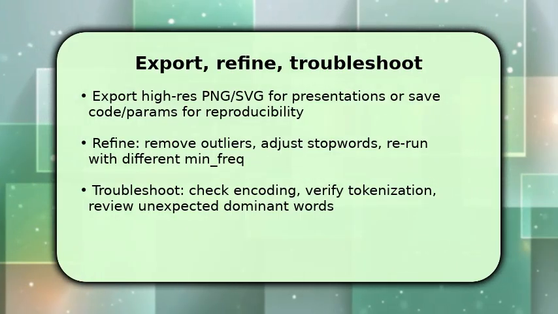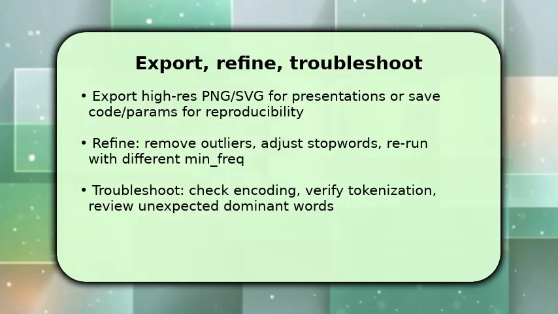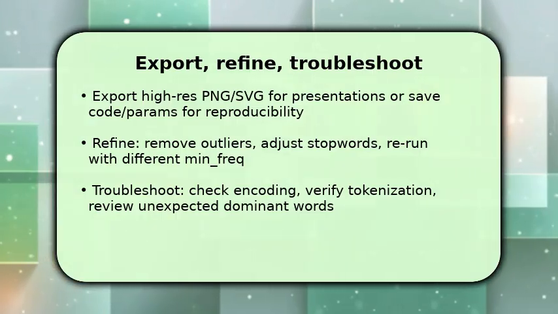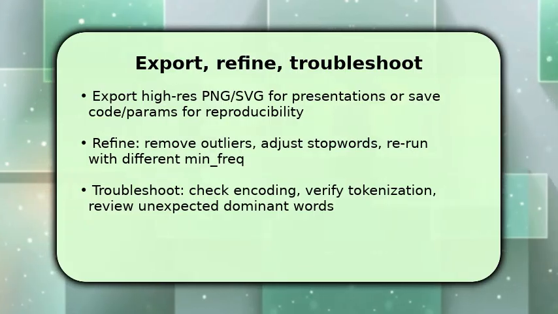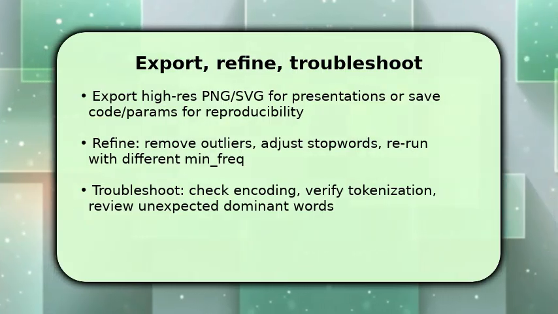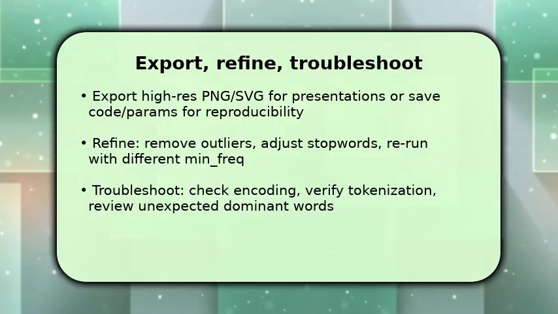If things go wrong, check encoding and tokenization first. Unexpected dominant words usually mean uncleaned artifacts or merged tokens. If layout fails, reduce max words or change the shape to avoid overlaps and rerun.